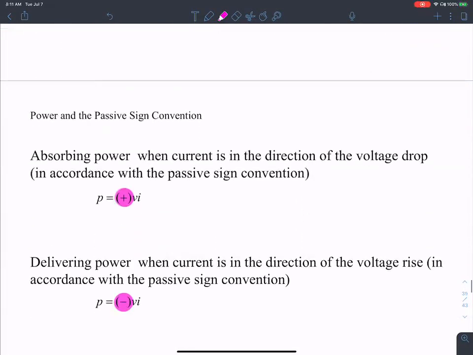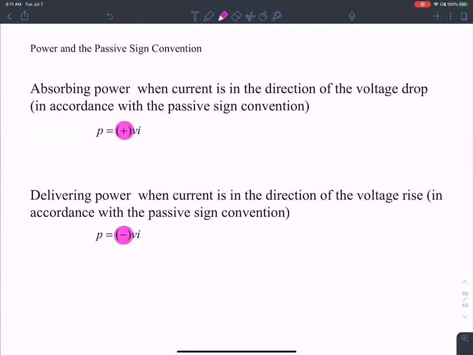And how do we determine if an element is absorbing or delivering power? That depends on the sign of the power. If the product V times I is positive, then we say the element is absorbing power. If V times I is negative, in other words, when the current is opposite to the voltage drop, then we say it is delivering power. And like I mentioned, sometimes the same circuit element could be absorbing at times and delivering at times.